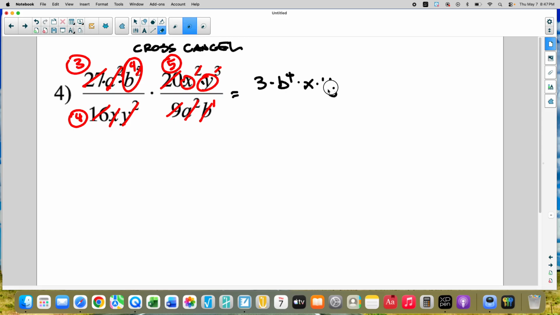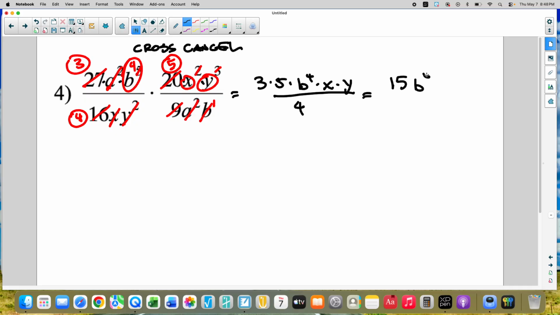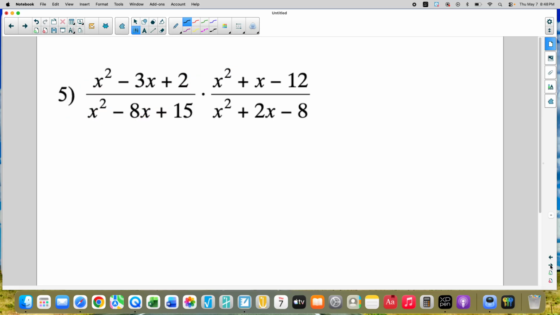So let's erase that and correct it. Times 5 times b to the 4th times x times y over, what's left in the bottom? These all cancel, a 4. Okay, now I can't leave it as products. I'm going to simplify it. So 15b to the 4th xy over 4. We want our variables to be in alphabetical order. So b is going to come before x and y.